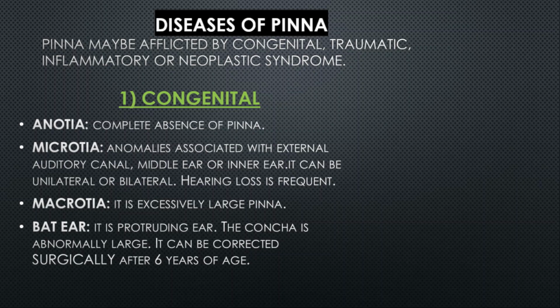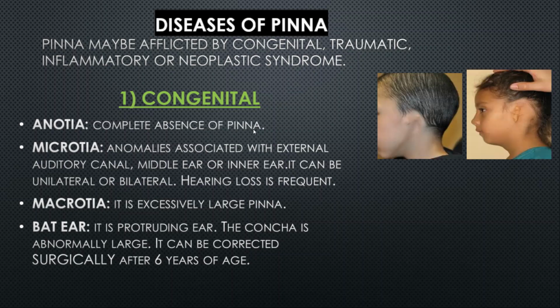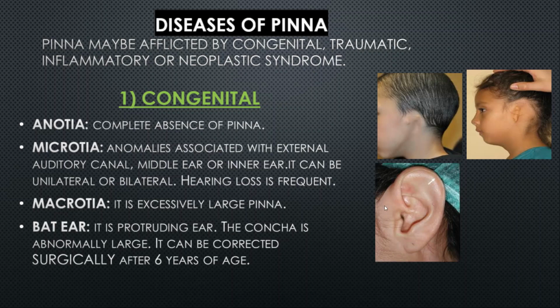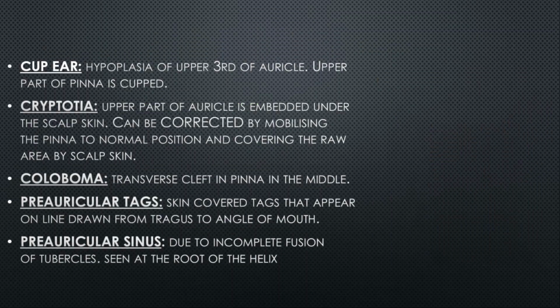Congenital disorders: anotia, which is complete absence of pinna. Microtia, the anomalies are associated with external auditory canal, middle ear or inner ear. It can be unilateral or bilateral and hearing loss is frequent. Macrotia, it is excessively large pinna. Bat ear is protruding ear. The concha is abnormally large. It can be corrected surgically after 6 years of age.